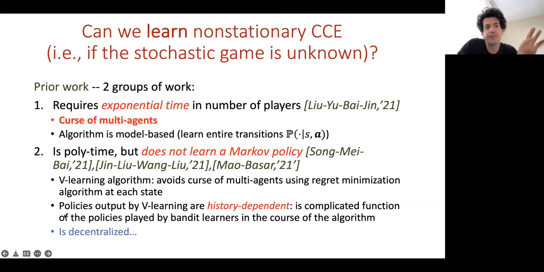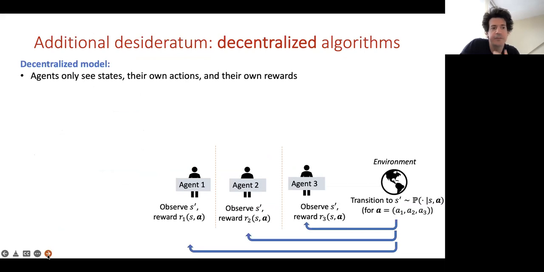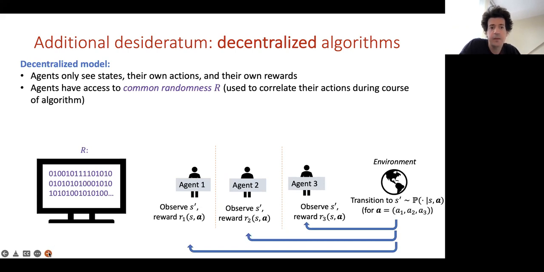But at the same time, it is decentralized, in the following sense: the agents only see states, their own actions, and their own rewards. So they interact with the environment, but don't see what the other agents are playing. And they don't communicate with the other agents. The shared common randomness.